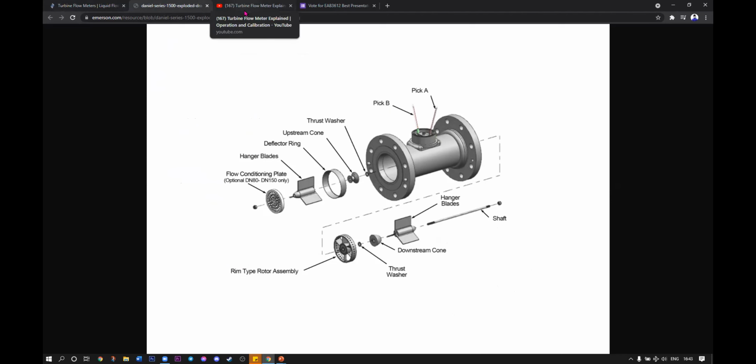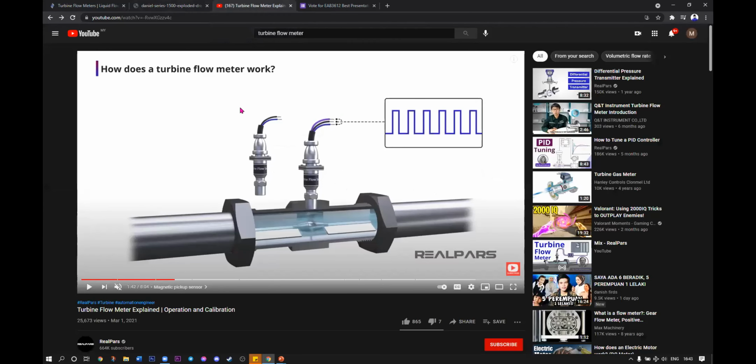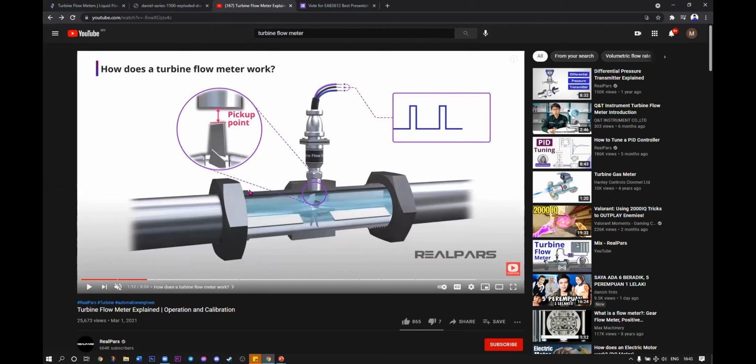So I want to share this video. Everyone see the video, but I will not share the sound because I want to explain it. Inside the turbine flow meter, there's a rotor here, and the higher the flow rate, the higher the rotor will spin, and then this is the pickup point, which will generate the pulse that we can count as the flow rate.